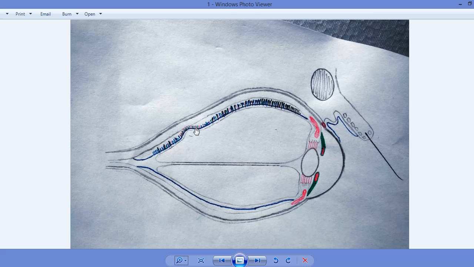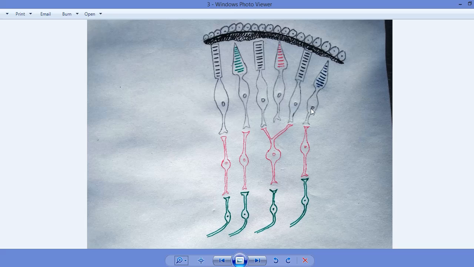Actually, the retina consists of two main layers, just like the eyeball consists of three main layers. The retina is the inner layer, the second layer is the choroid, and the third layer, or the outermost layer, is the sclera. So the retina is further divided into two layers, the neural layer and the pigment layer. For example, in this diagram we can see that this is the pigment layer and this is the neural layer.